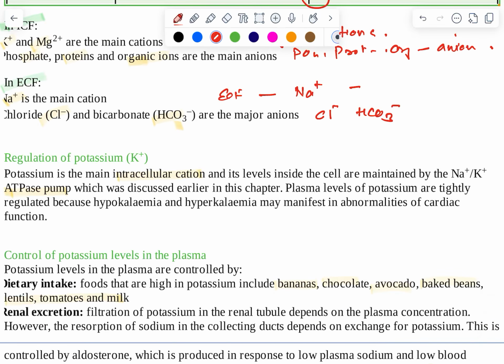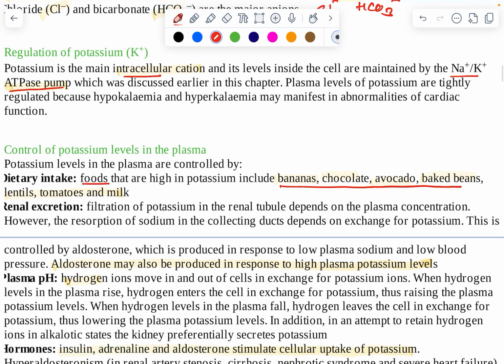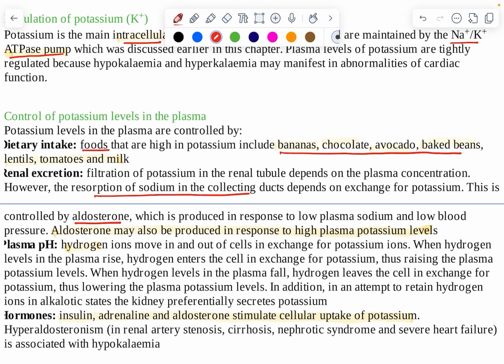How is potassium regulated? Mainly intracellular levels inside the cell are maintained by the sodium potassium ATPase pump. This is active transport. Plasma levels of potassium are tightly regulated because hypokalemia and hyperkalemia have main effects of cardiac abnormality. Potassium plasma level is controlled by dietary food like banana, chocolate, avocado, tomatoes, and by renal excretion. Resorption of sodium in the collecting duct depends on the exchange of potassium. This is controlled by aldosterone.